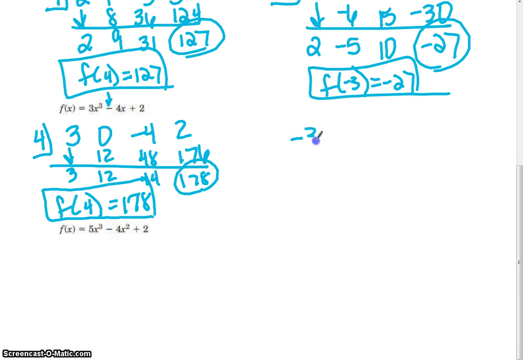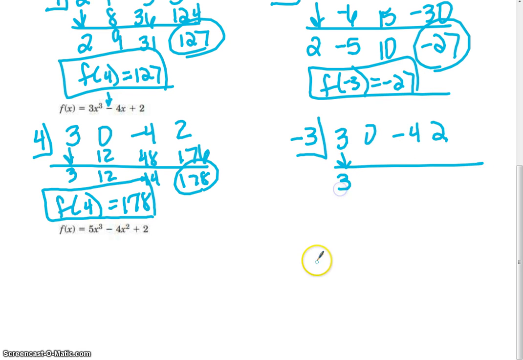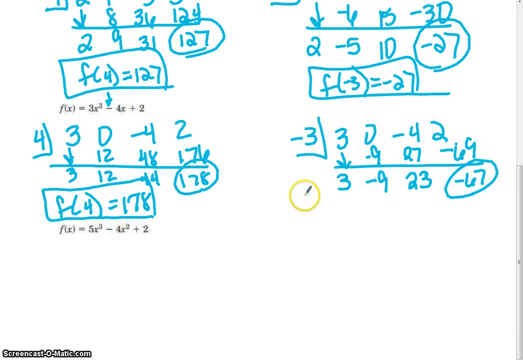Do this again for negative 3. We have a 3, 0, negative 4, 2 again. Pull down your 3. Negative 3 times 3 is negative 9. 0 and negative 9 is negative 9. Negative 3 times negative 9 is a positive 27. Negative 4 and 27 is 23. Negative 3 times 23 is a negative 69. 2 and a negative 69 is a negative 67. This is your remainder. So f of negative 3 is equal to negative 67. That's your answer.